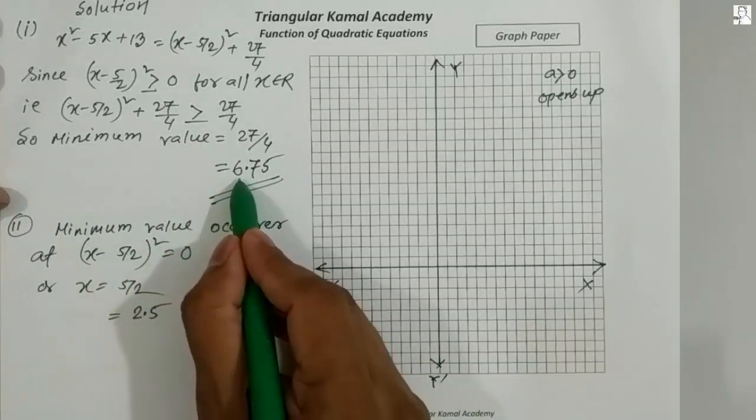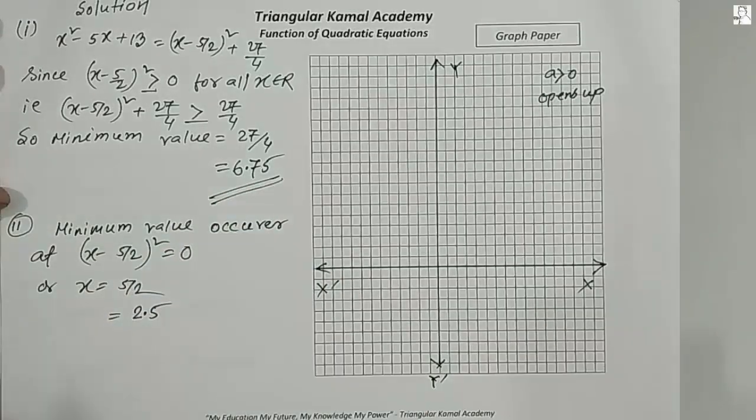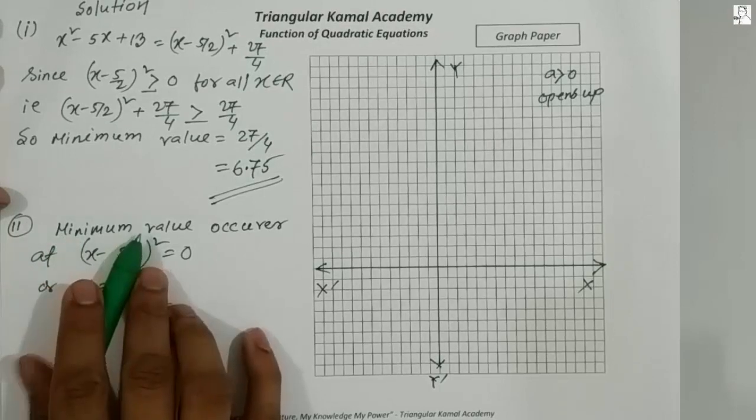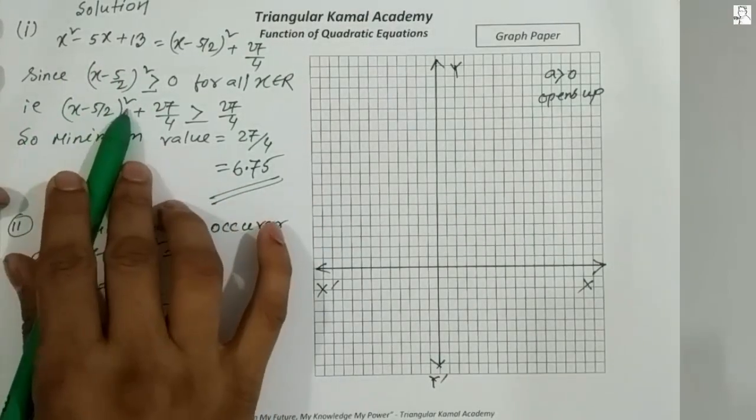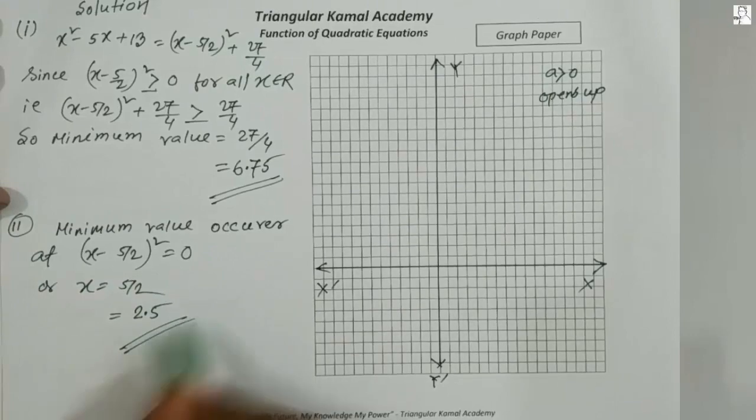And so the minimum value is 6.75, and the minimum point we will get when we consider (x minus 5/2) whole square equals 0, that is x equals 5/2.